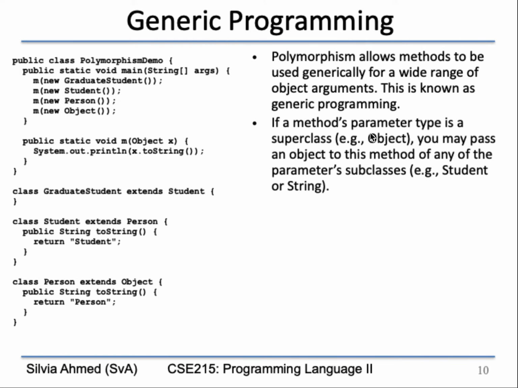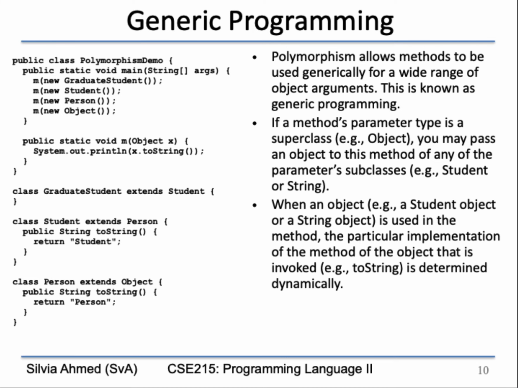So if a method's parameter type is a superclass, for example Object, you may pass an object of any of the subclasses, for example Student or String, to this method. So when an object, for example a Student object or a String object, is used in the method, the particular implementation of the method of the object that is invoked is determined dynamically according to the actual type of that object.